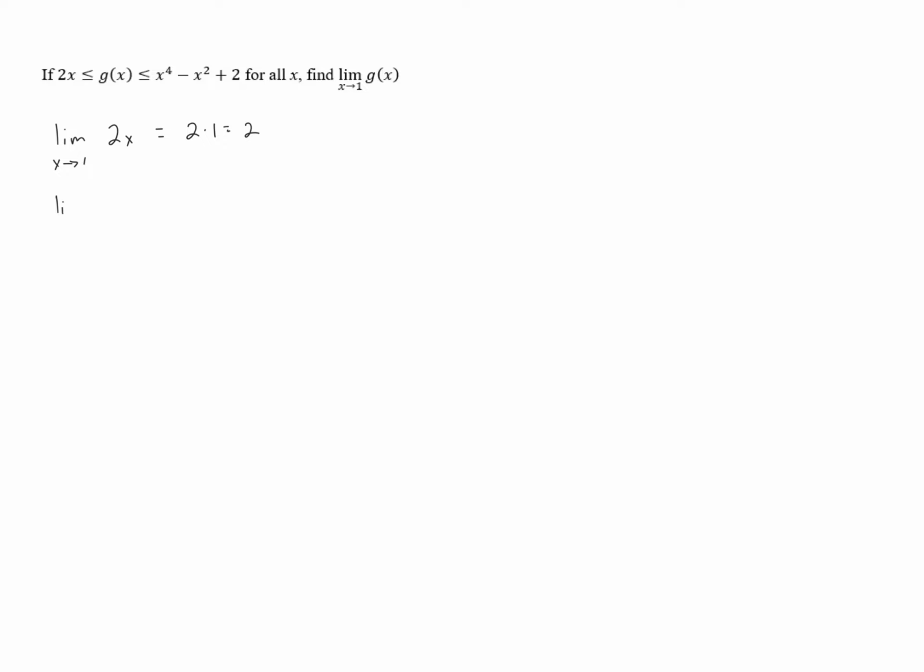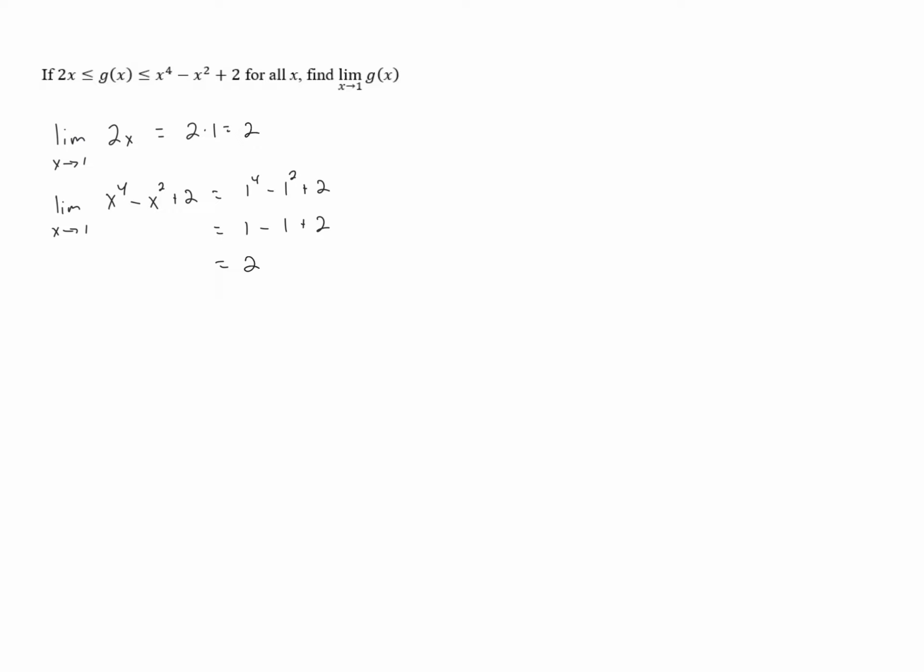That's the easier one. Next, let's look at the limit of x to the fourth minus x squared plus 2 as x approaches 1. That is 1 to the fourth minus 1 squared plus 2, which is 1 minus 1 plus 2, which is just 2. And so because both of those limits are equal to each other, that means that these two functions are squeezing together towards 2 when x approaches 1.